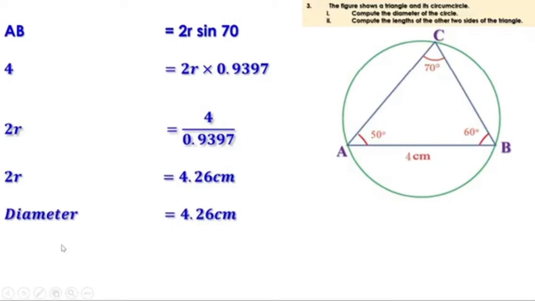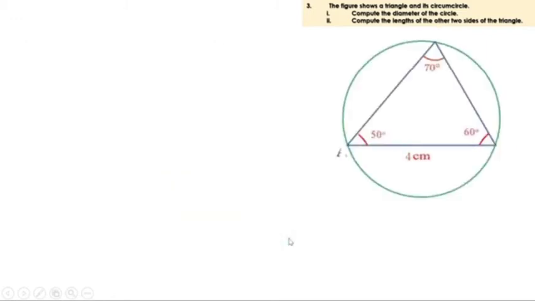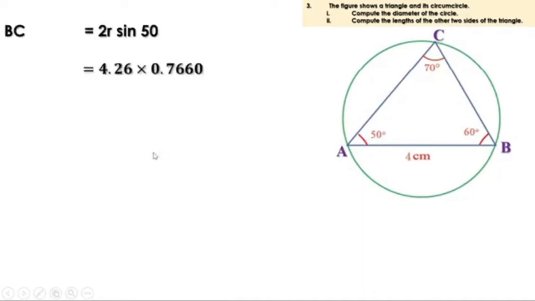Thus the diameter of the circle is 4.26 centimeters. Next we want to find the remaining 2 sides of this triangle. For that we have to use the property that BC is equal to 2r sin 50, isn't it?